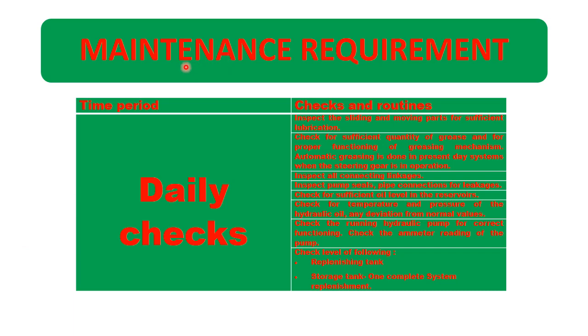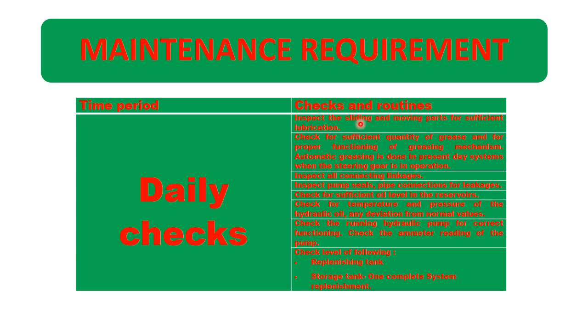You can see in this maintenance requirement table that the very first column says the time period, and the checks and routines are in the second column. The very first thing is your daily checks. What are the daily requirements to be checked when you go to the steering gear? Inspect the sliding and moving parts for sufficient lubrication.